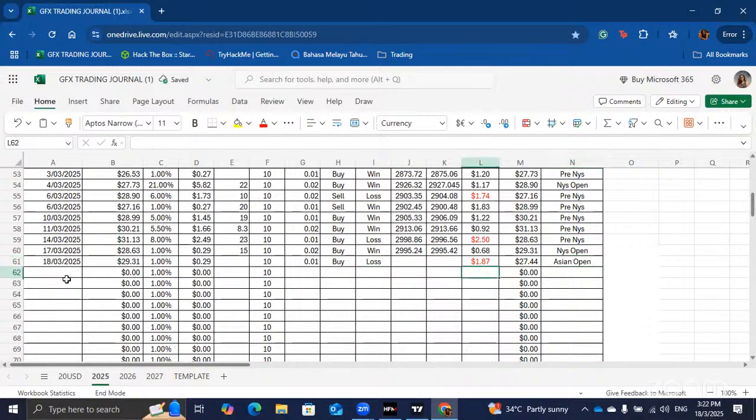1, then 27.44. Oh no, I need to minus 0.14, right? Lot size was 0.01, right? So 14 cents. Okay. We started at 1 o'clock, right? 1, 2, 3, 4. Going to be 3 hours, 3 hours 30 minutes.